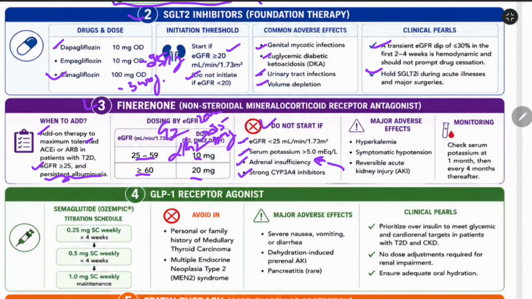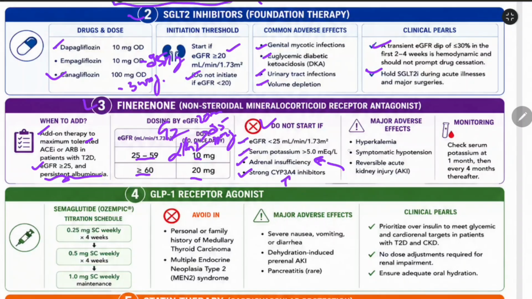Strong CYP3A4 inhibitors, you should not start. If the patient is on strong CYP3A4 inhibitors, should not start finerenone. For example, in patients who use anti-epileptic drugs like phenytoin, carbamazepine, valproic acid, all these are CYP3A4 inhibitors.